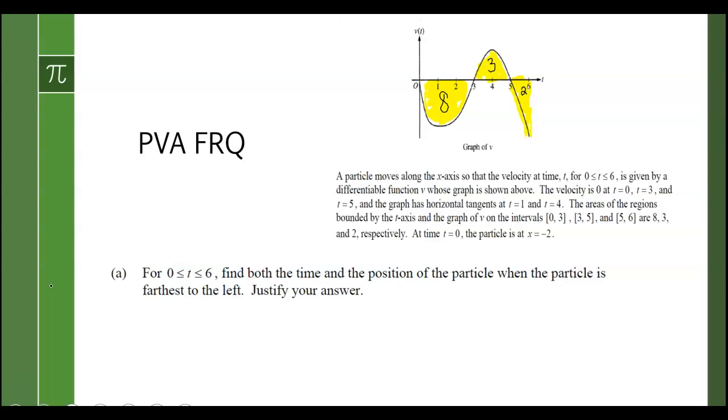So anytime I see a problem like this, the first thing I do is label my graph. The first thing I did when I read that was, okay, the areas of the region are 8, 3, and 2. So I'm going to fill in that 8, 3, and 2. I'm also going to write down the initial condition. So I'm told at x of 0, oh, no, I didn't even look at that. x equals negative 2. The particle is at negative 2. Yeah, so that's my initial condition. I missed the whole problem. No, I'm redoing it right now. Hold on.